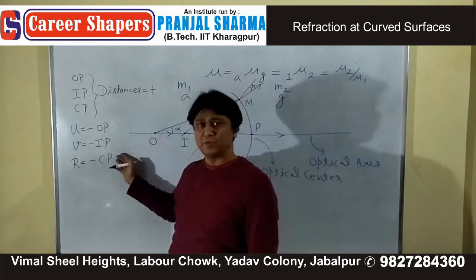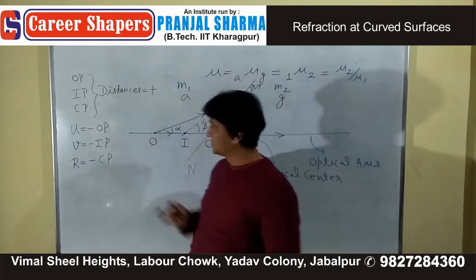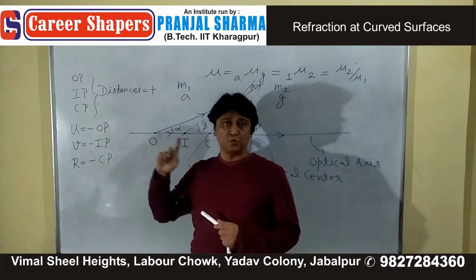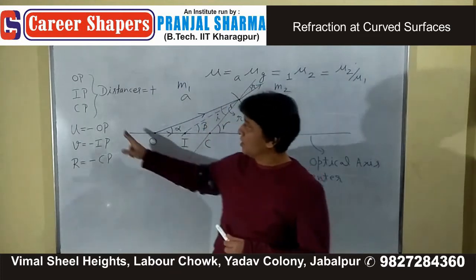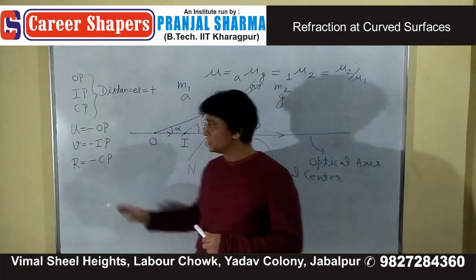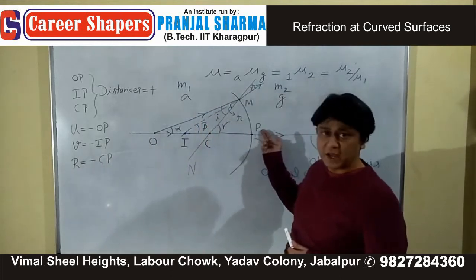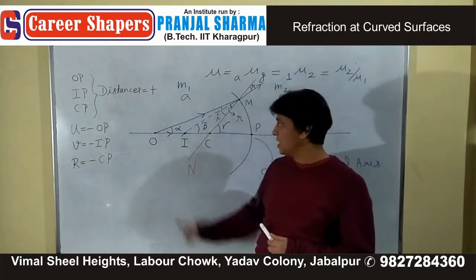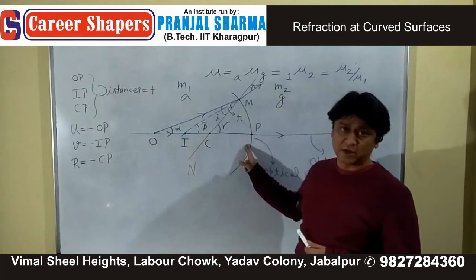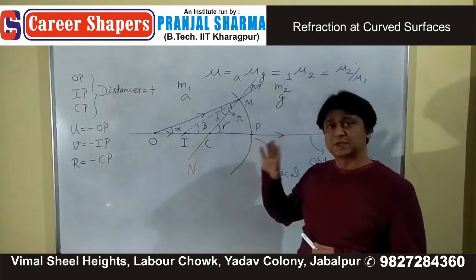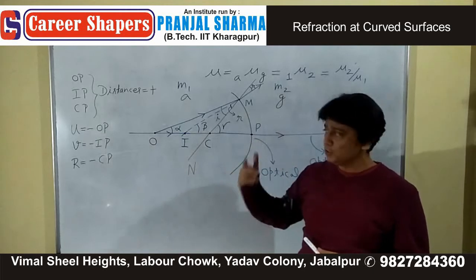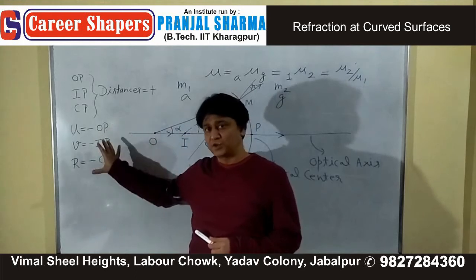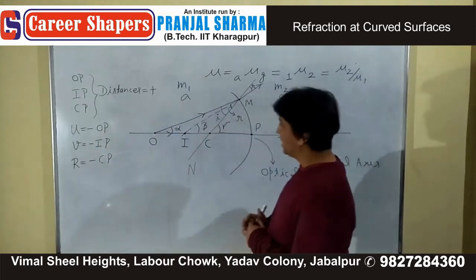We are repeating the same thing, and therefore let's do it fast. U, V, R, these things are taken with proper sign. OP, IP, CP, these are distances. If you consider P as origin, then in this figure, this object is on the left side. If OP is 10 centimeter, then distance wise it's 10. But if I ask you what is U, you will say minus of 10. We have done the same thing in reflection, and therefore let's not repeat it again and again.